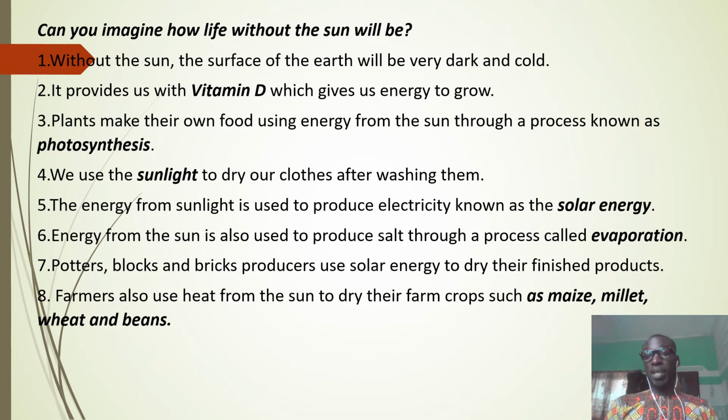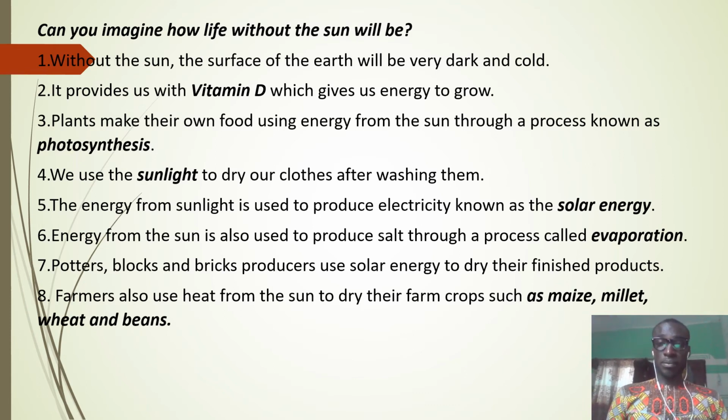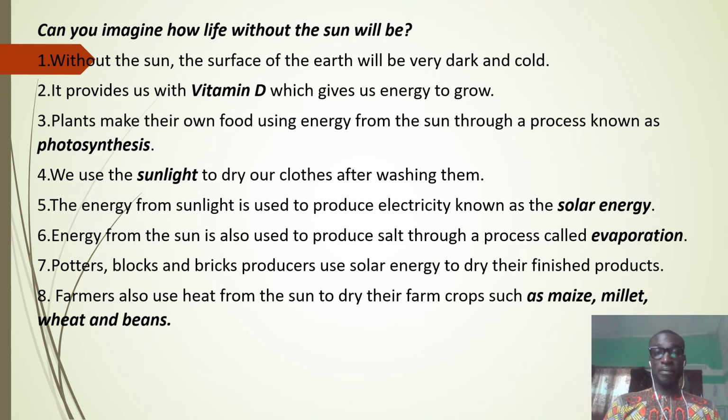Plants also make their food using energy from the sun through a process which is known as photosynthesis. So photosynthesis is a process by which green plants manufacture or prepare their own food with the help of sunlight. So that is what photosynthesis is. So we realize that without the sun, it will be difficult for plants to prepare their own food, and as such, it will be difficult for the plants to grow or even survive. So that is also another benefit of the sun.